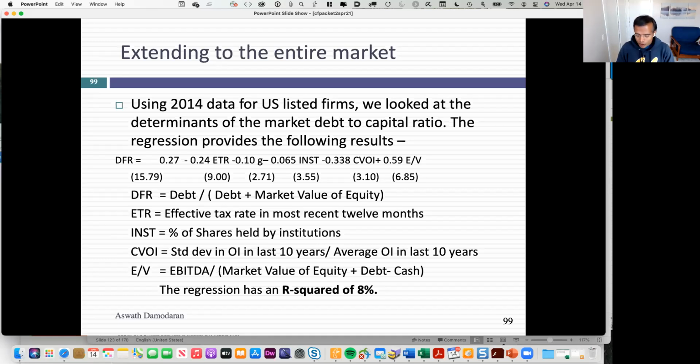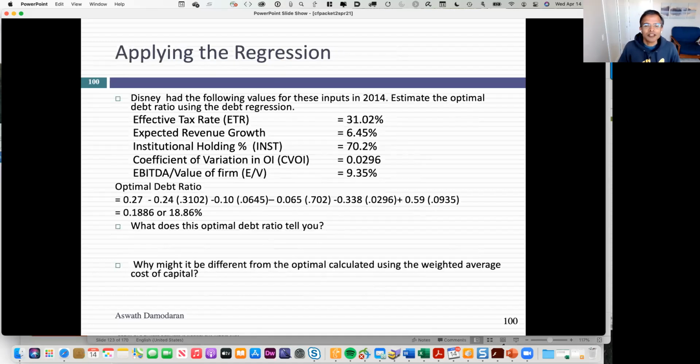But if you force me to use this regression and I plugged in Disney's numbers, Disney's tax rate, its revenue growth, so basically what you saw in the regression, the predicted debt ratio that I got for Disney was about 19%. What does that tell me? Given how other US companies are choosing to borrow money, Disney should be at a 19% debt ratio.